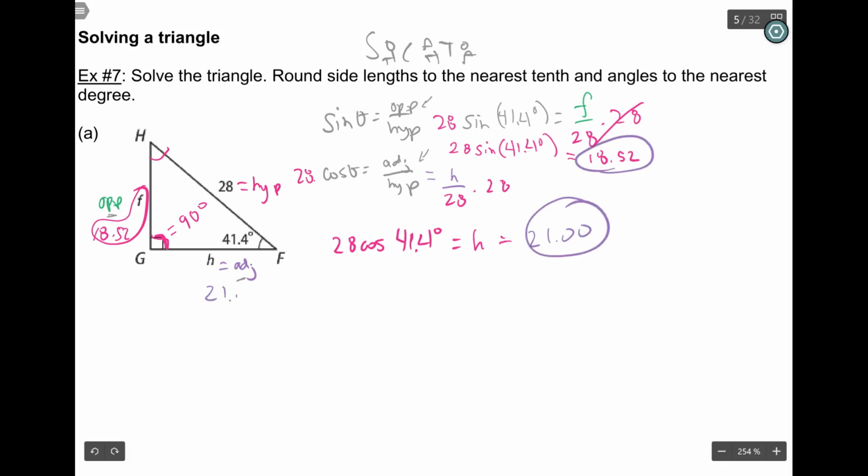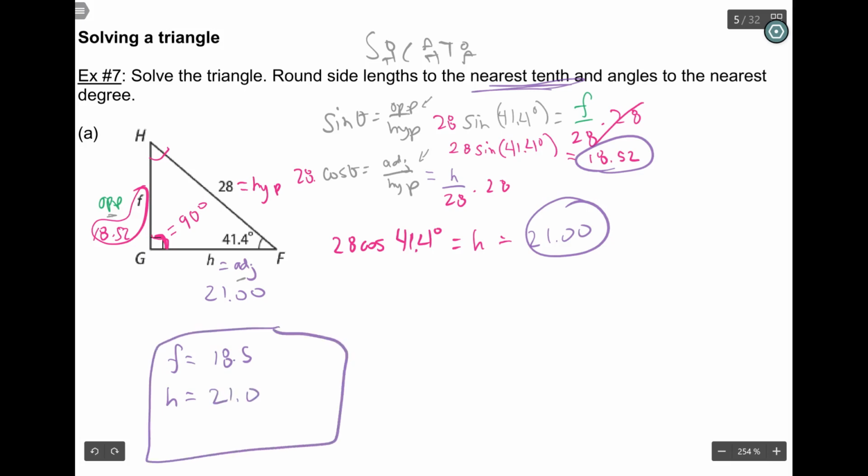So here, 21.00. So of course it's 21.0031099, whatever, two digits. But oh my gosh, it even lists the directions. We have to get to the nearest tenth. So F 18.5, H 21.0. The last one that we have to find is just this theta up here. So what will this angle be equal to?